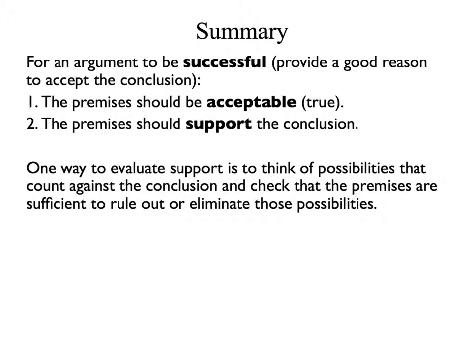So just to summarise, the two conditions an argument has to satisfy in order to be successful are these: the premises should be acceptable as true, and the premises should support the conclusion. Those are two different conditions. An argument could satisfy one but not the other. So when you're evaluating an argument, you have to consider both of these criteria separately.